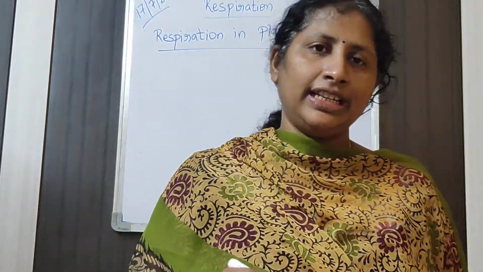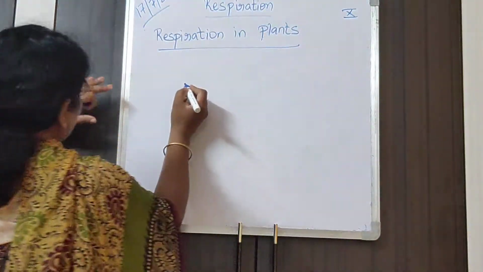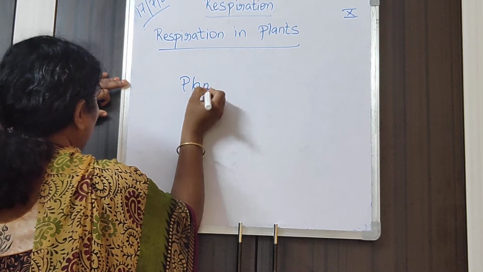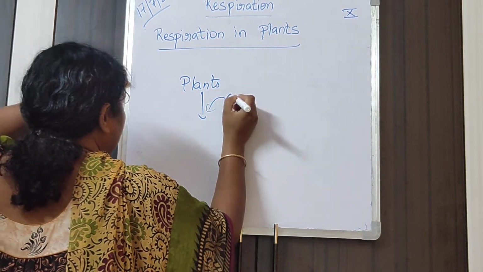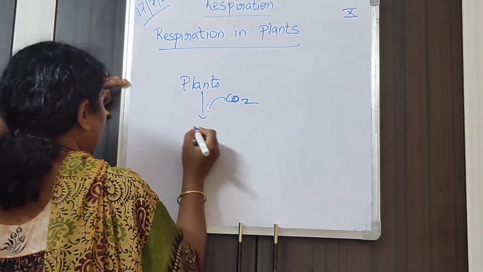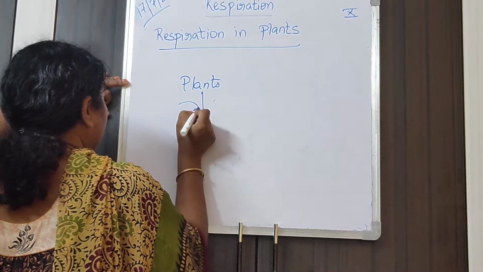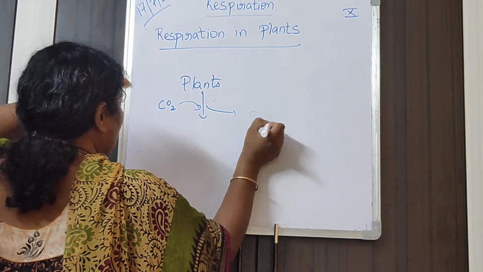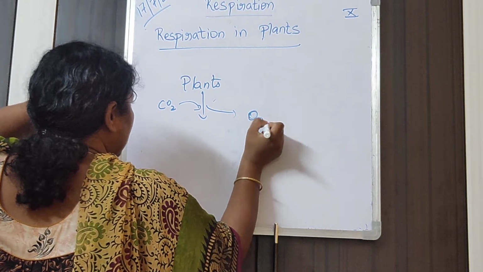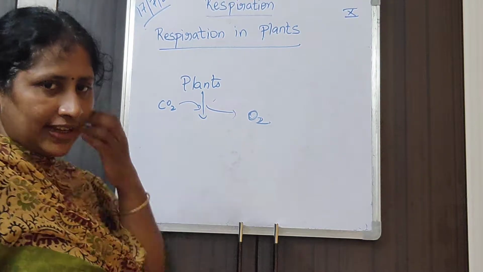So we know that plants take in carbon dioxide and release oxygen. We know that plants take in carbon dioxide, and what do they do? They release oxygen. Plants are taking carbon dioxide and releasing oxygen.